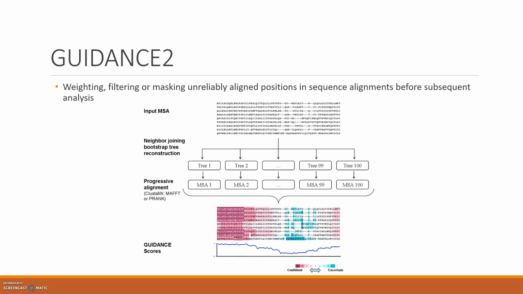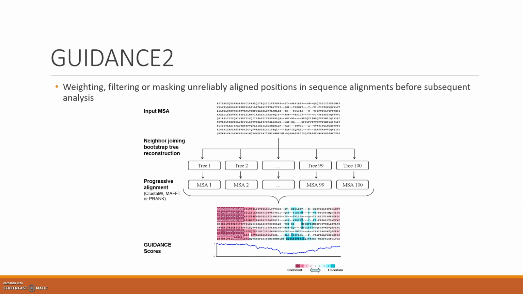Right here you can see a scheme of how GUIDANCE2 works. The input for this tool can either be DNA, RNA, or protein sequences. The sequences should be in FASTA format only, and these sequences will then be aligned using either ClustalW, MAFFT, or PRANK. It is also possible to use a multiple sequence alignment as input. As you can see on this scheme, the first step is the input multiple sequence alignment.